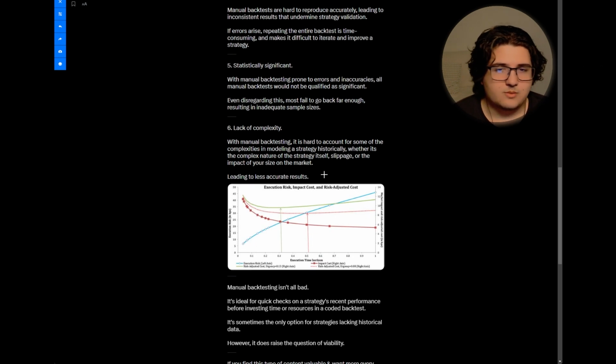Number 6 is lack of complexity. With manual backtesting, it is hard to account for some of the complexities in modeling a strategy historically, whether it's the complex nature of the strategy itself, slippage, or the impact of your size on the market, leading to less accurate results.